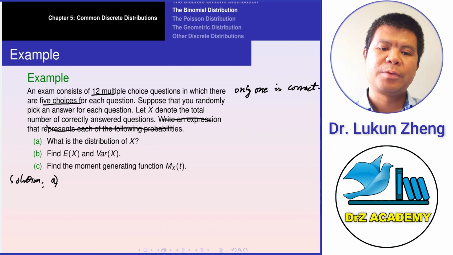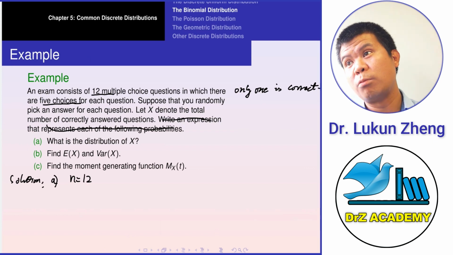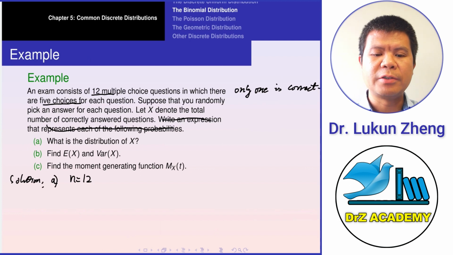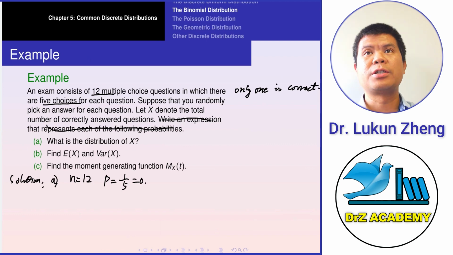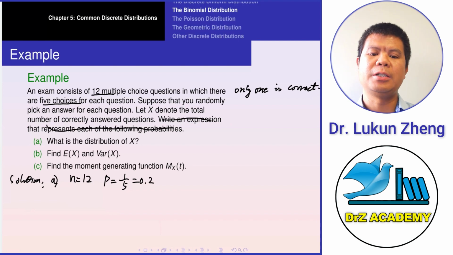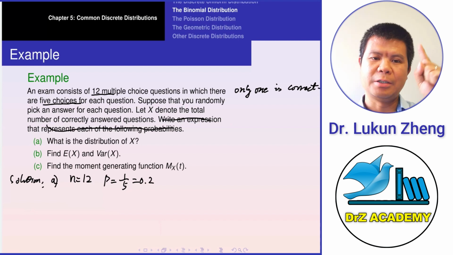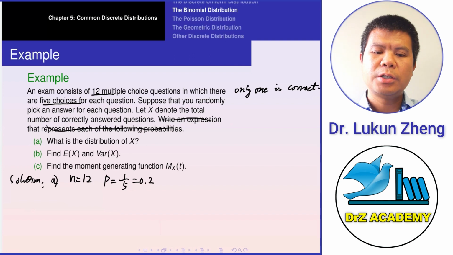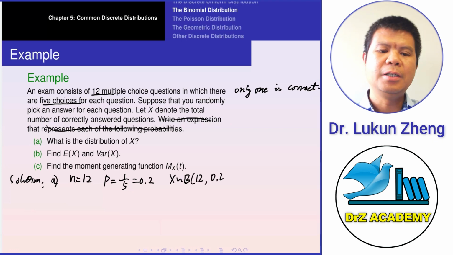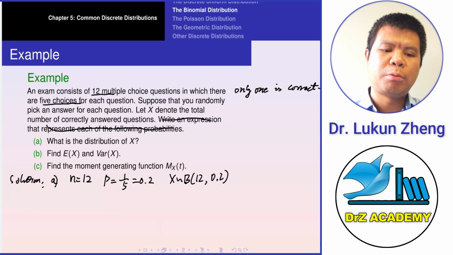So now n is going to be 12, the 12 multiple choice questions. And p, the probability of success, is 1 over 5, which is 0.2, because only one of these 5 choices is correct. If you randomly select one, that's 1 out of 5, which is 0.2. So X has a binomial distribution with parameters 12 and 0.2. Okay, that's part A.